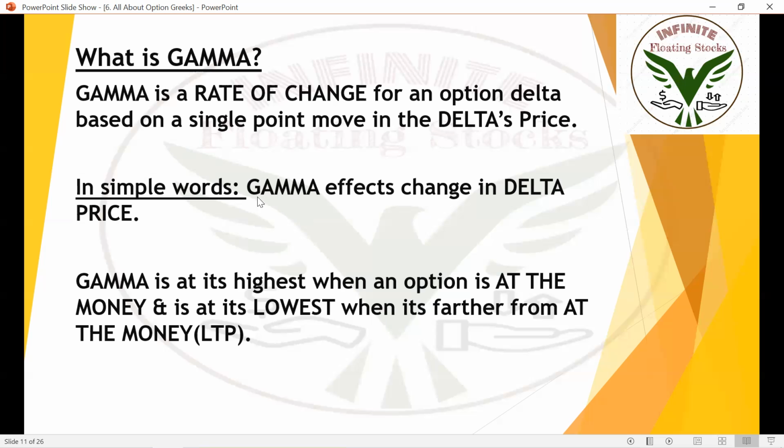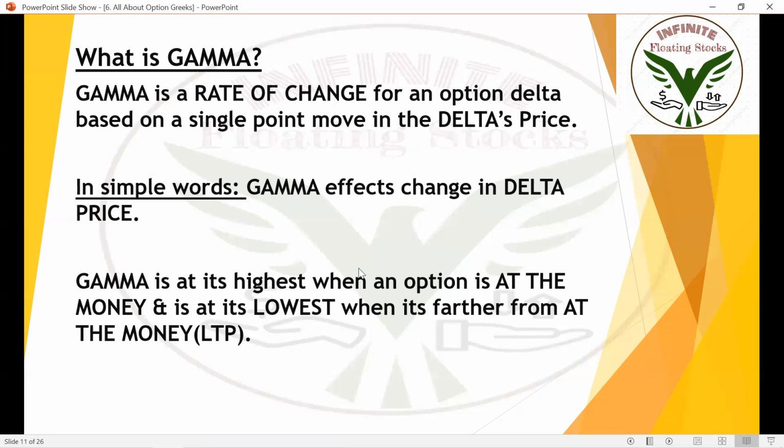Okay, look at this simple definition. Gamma affects change in delta's price. That's it. Just remember what is written in simple words. Movement in the delta can be changed by gamma. Movement in premium can be changed by delta. So gamma is at its highest when an option is at the money, and is at its lowest when it's farther from at the money.